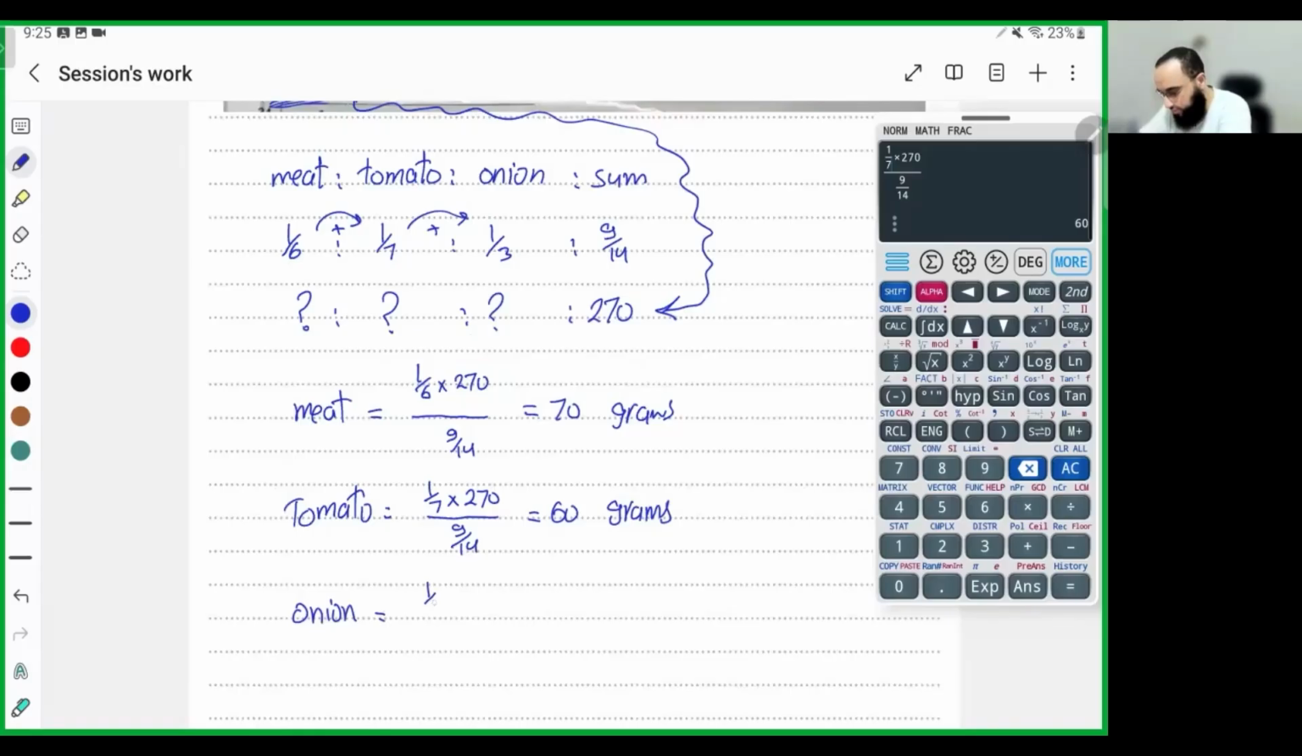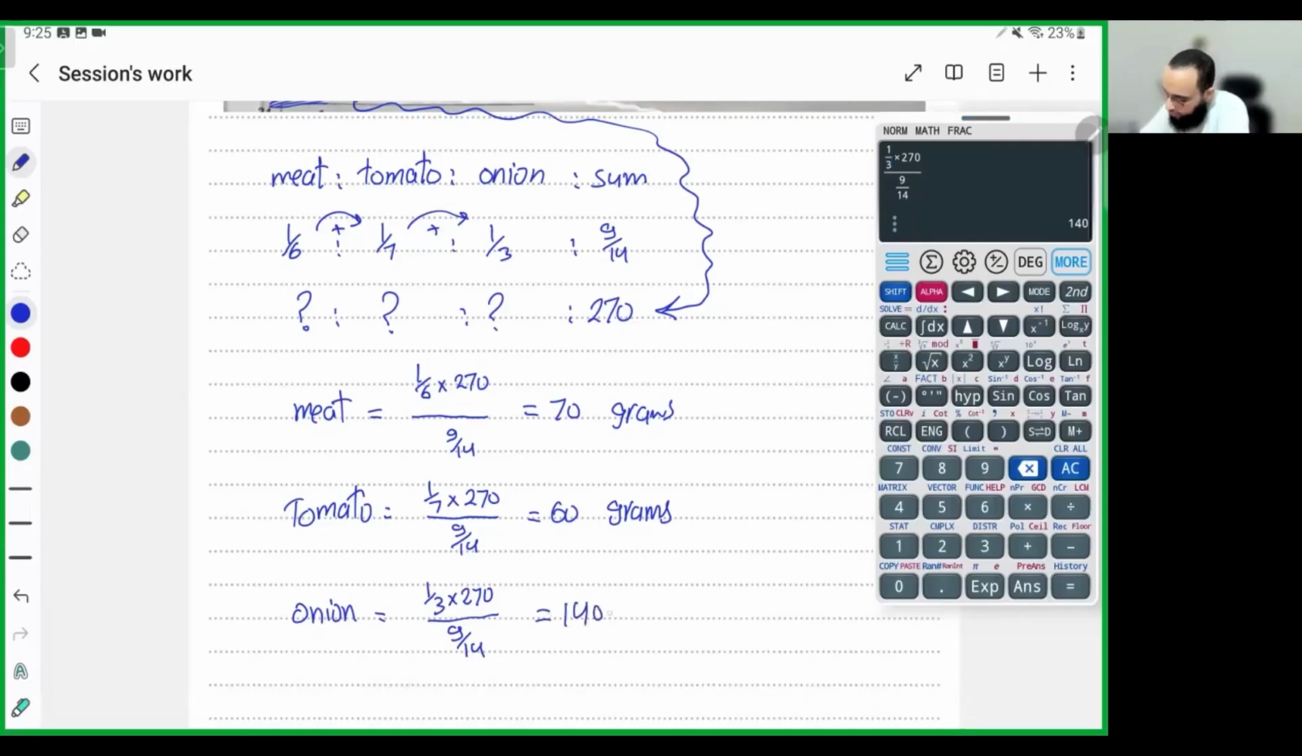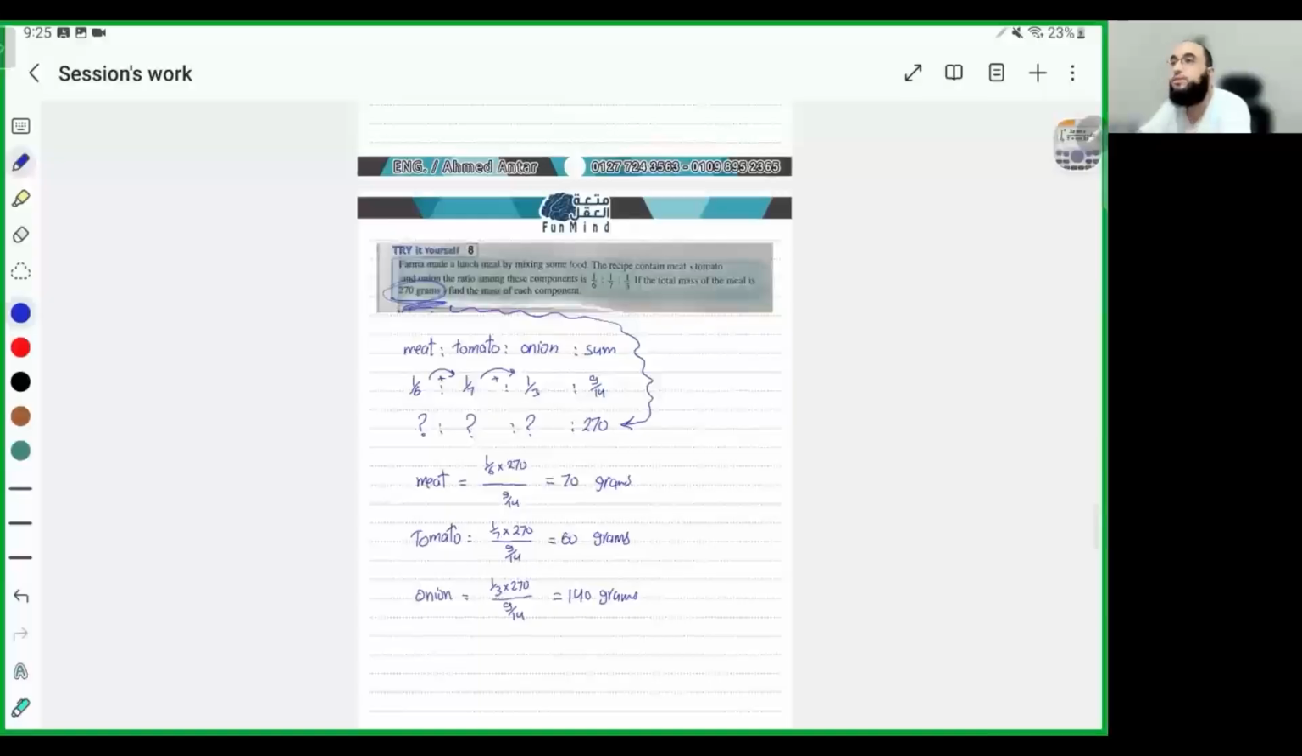The onion will be 1 over 3 multiplied by 270 divided by 9 over 14. Change the number into 3. Correct? It's 140. Yes. Add them together to check your answer. 70 plus 60 plus 140 is 270. Yes, we are correct. That's it. Any problem?